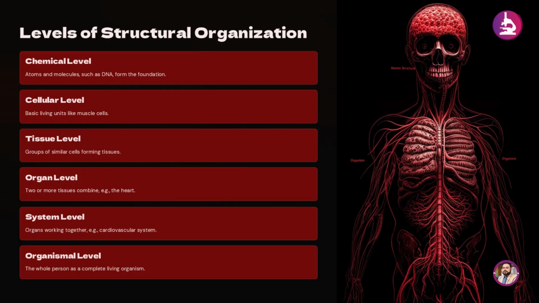This hierarchical organization illustrates the profound interdependence of bodily structures, where proper function at each level is essential for maintaining overall health and homeostasis. Understanding these relationships provides critical insights into human biology and the basis for medical science.